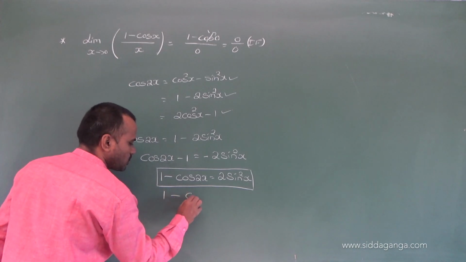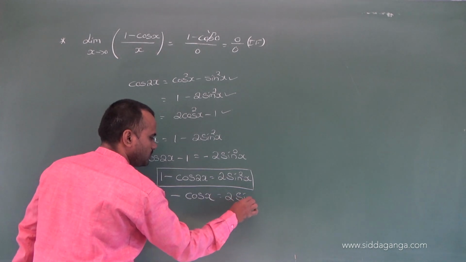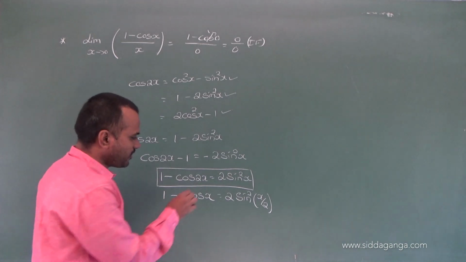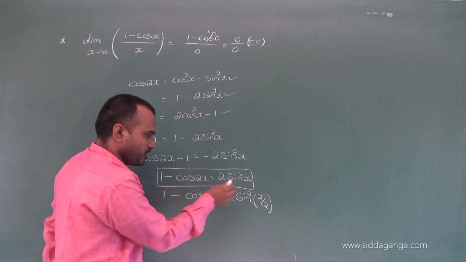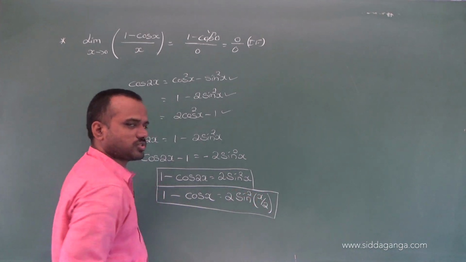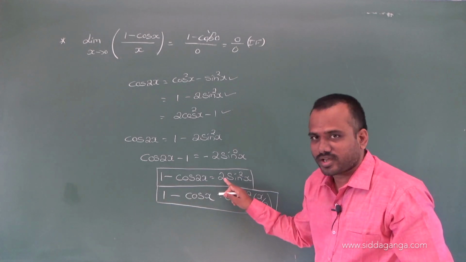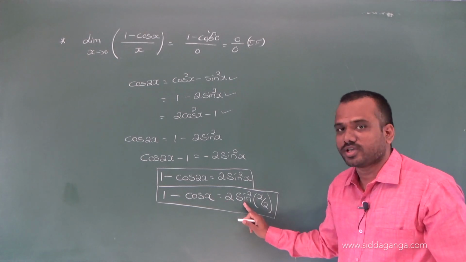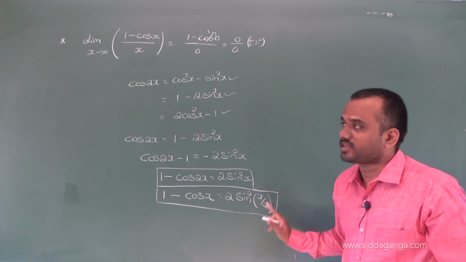Similarly, 1 minus cos x is 2 sin square x by 2, because I divide the angle by 2 here, and here also by 2. This is one more result. You know in trigonometry, 1 minus cos 2x is written as 2 sin square x. So 1 minus cos x is equal to 2 sin square x by 2.